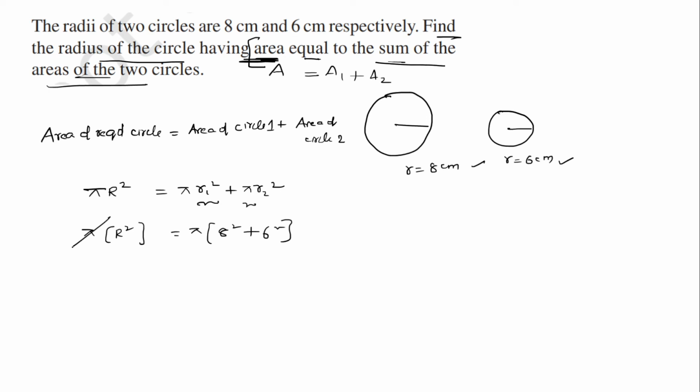Okay, now on both sides pi gets cancelled and R square is equal to, very good, 64 plus 36, it will become 100, and R is equal to square root of 100, which gives me 10 centimeters. Square root of 100 is plus or minus 10, but since radius cannot be negative, we'll take the positive value. So that will be 10 centimeter.